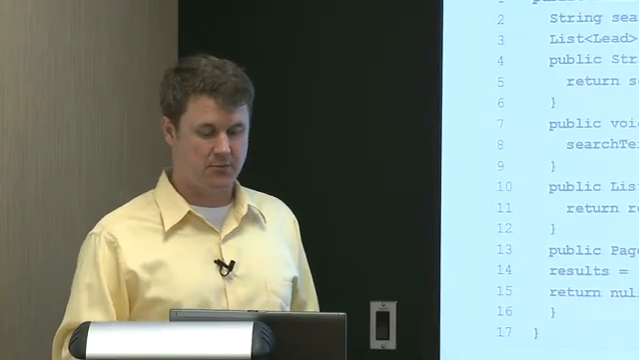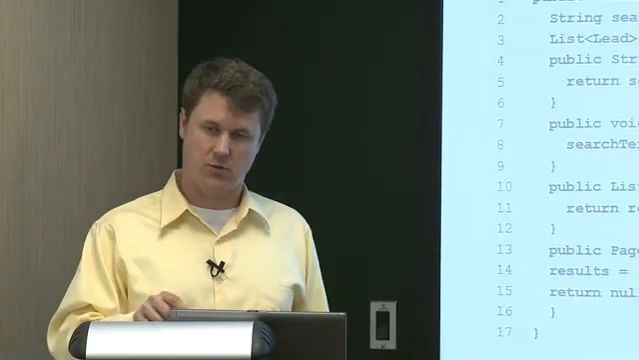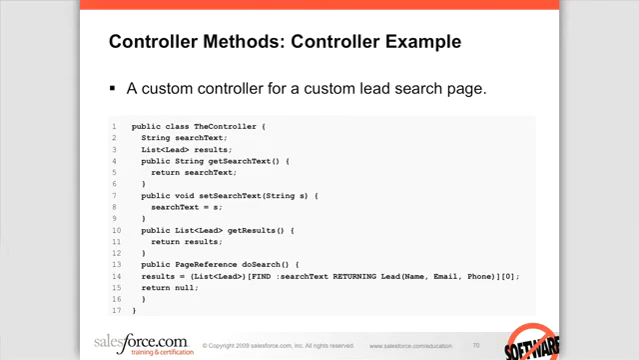What it does is it performs a SOSL query. So here's one of the places where we actually get to see a SOSL query. Here it does FIND, and then it does a bind to the searchText string. And RETURNING, in this case, it just returns Lead. And specifically, it returns the email, name, and phone fields associated with our leads. We cast it into a list of leads and then set results equal to what we get back.